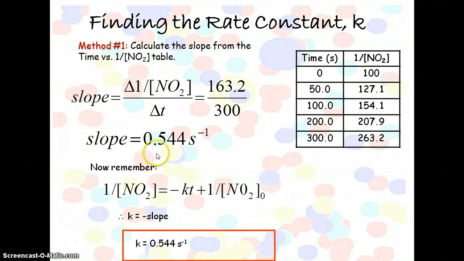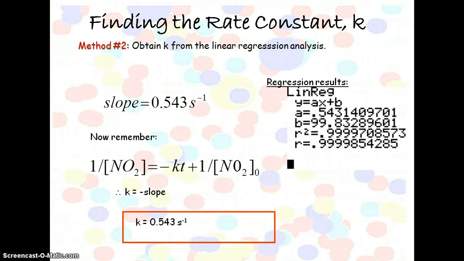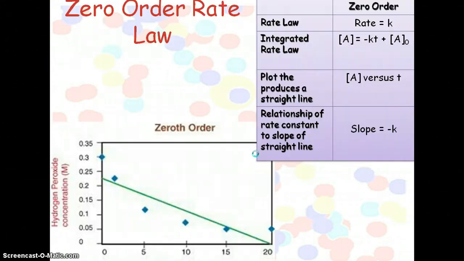Now, you remember from that very first little slide, the change is always negative. So this is negative. Okay, and then when you plug that in down here, it takes away the negative, and you end back up with a positive slope. Okay? All right, the much easier way to do this, if you have a graphing calculator, is just to look at your regression results and read the A, because that will always be your k.